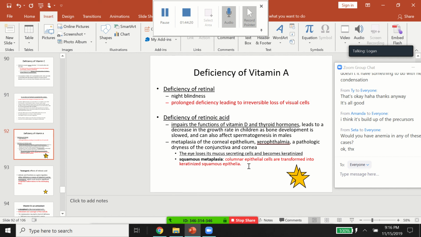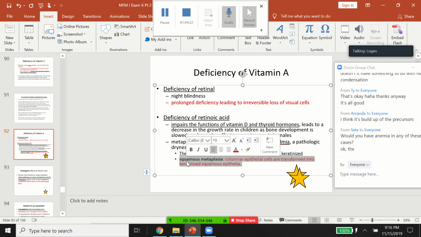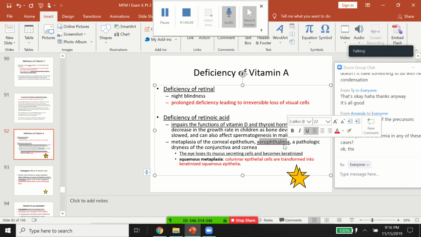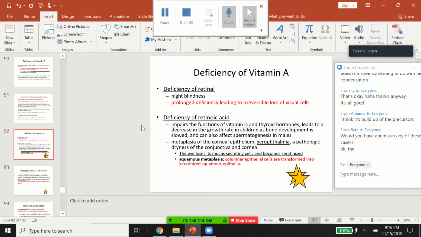The thing I would know is this whole squamous metaplasia thing down here. That's something that seems kind of important. Probably know what xerophthalmia is. I think that eye stuff is a little bit more important with vitamin A deficiency than anything else.